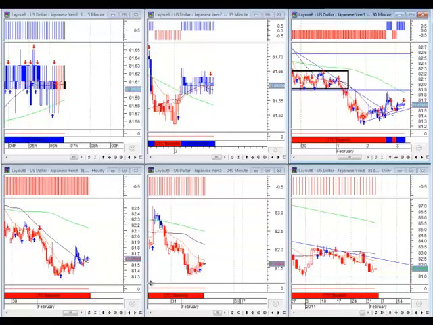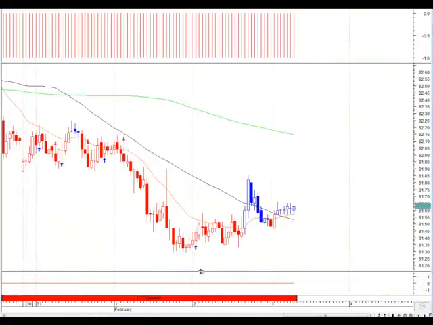And money management skills are very necessary when you're trading these time frames. So be aware of it.